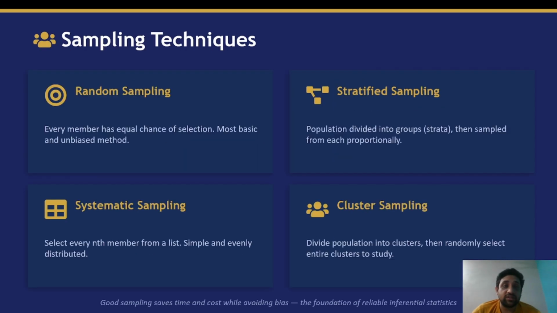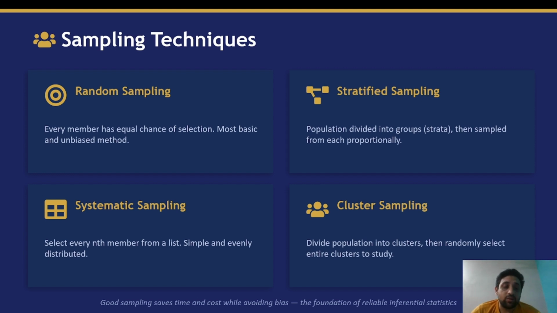Now let's come towards the sampling techniques. Sampling involves selecting a subset of a population for analysis. Random sampling gives every individual an equal chance of being selected, making it the most unbiased method. Stratified sampling divides the population into groups and samples from each group to ensure proper representation. Systematic sampling selects every nth individual, which is simple but may introduce patterns.